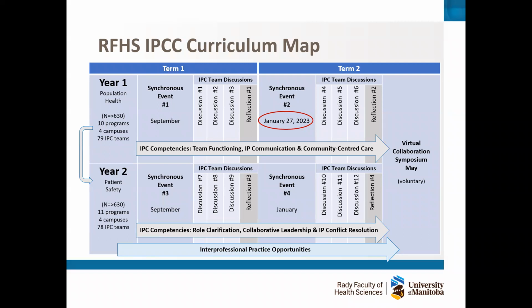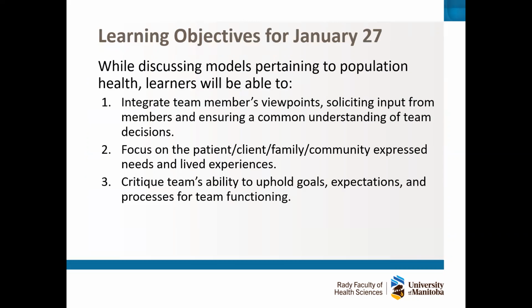This longitudinal curriculum map portrays a 2-year-long curriculum. The students are placed together into teams at the beginning of year 1 and then stay together for 2 years. This orientation session is specifically about the second synchronous event taking place on January 27th, 2023. We have more than 630 students joining us from the 10 programs from 4 campuses, including Bannatyne Campus, Fort Garry, and nursing students in Thompson and The Pas, who have been distributed across 79 interprofessional collaborative teams.